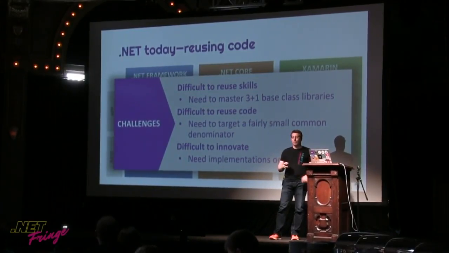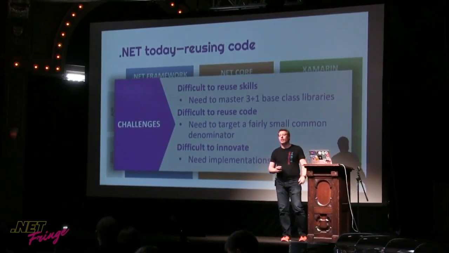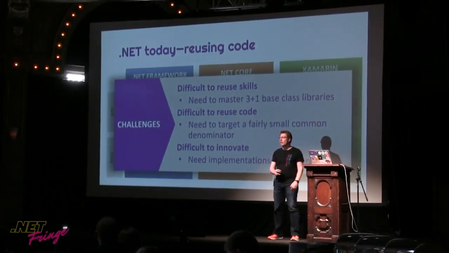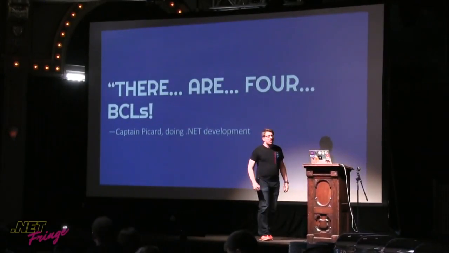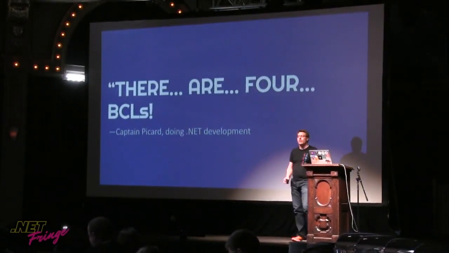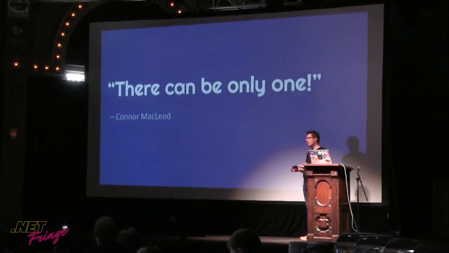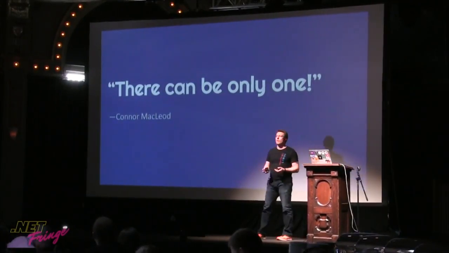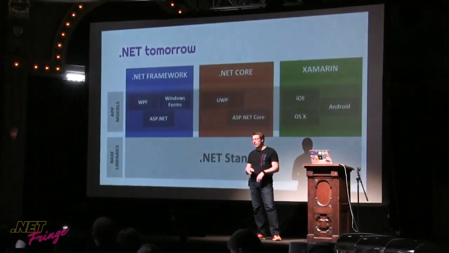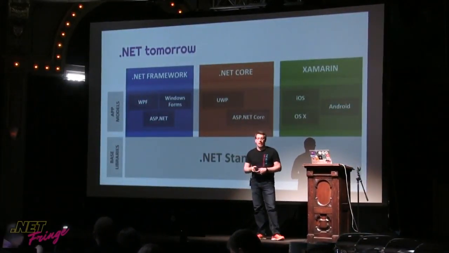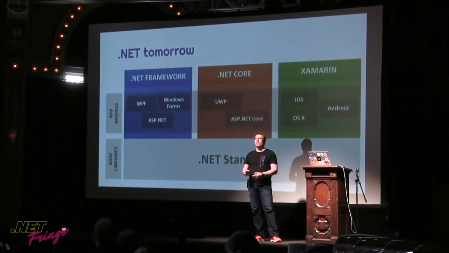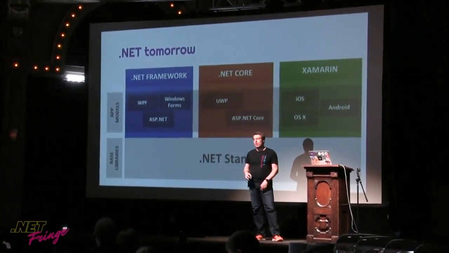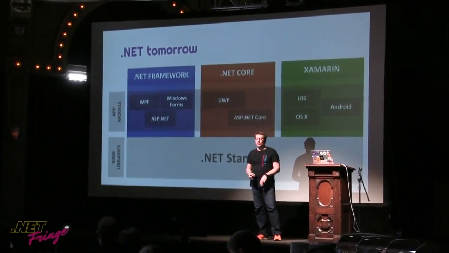So a childhood hero of mine, Captain Picard from Star Trek, looked at the situation and he said, "There are four BCLs." But as we all know from the movie Highlander, there can only be one, right? So what we did is we said, well, why do we have four base class libraries? That's stupid. Let's just have one. And we call essentially that set of the foundational pieces that you would just assume to be everywhere, formalize this, and that's what we call the .NET Standard.